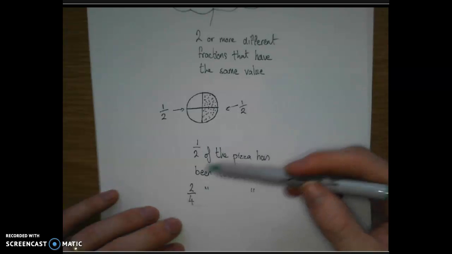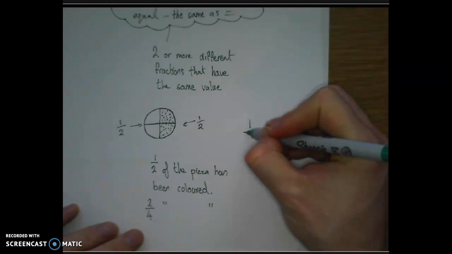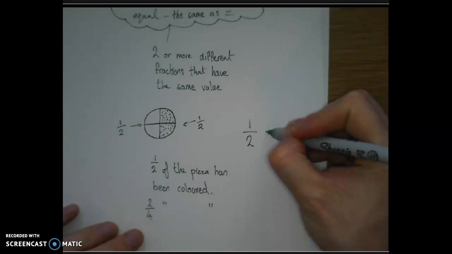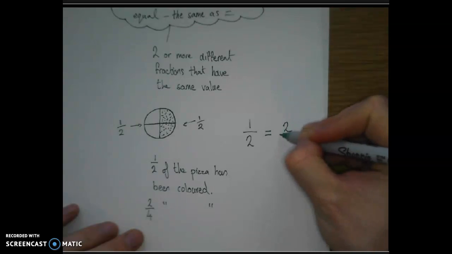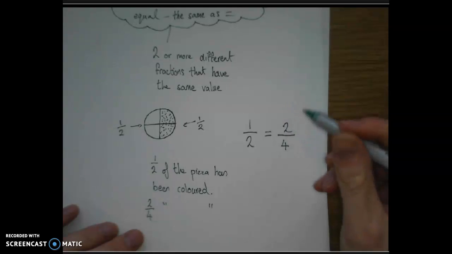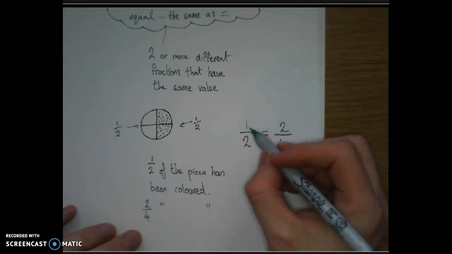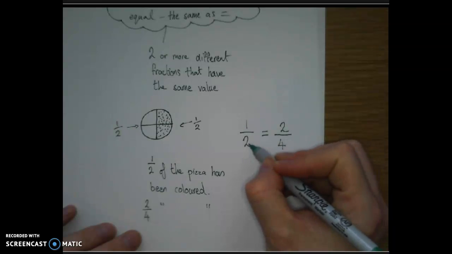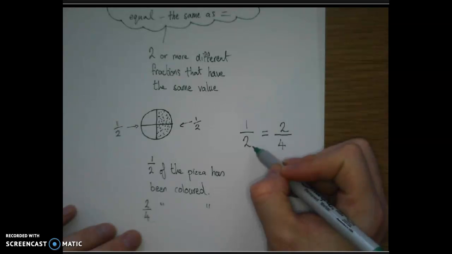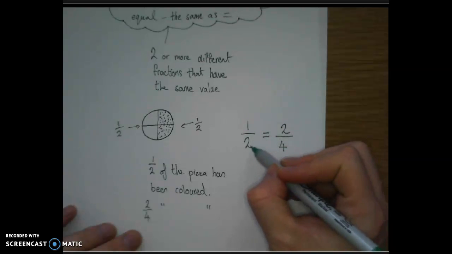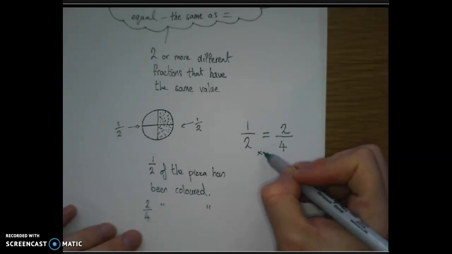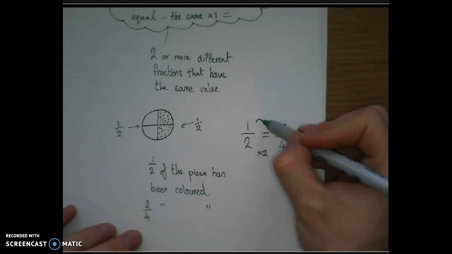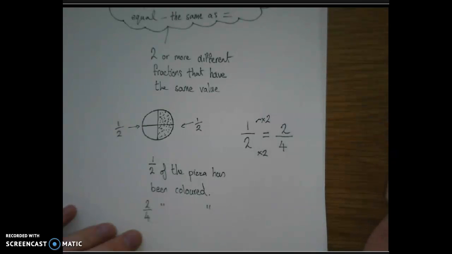Okay, they are equivalent fractions. So let's have a look at it over here for a second. 1/2 equals 2 quarters. Okay, and here is the trick, is that you do the same to make equivalent fractions. Okay, you do the same operation, which is a multiply or a divide, to the bottom as you do to the top. So you can see 2 multiplied by 2 is 4, and 1 multiplied by 2 is 2.